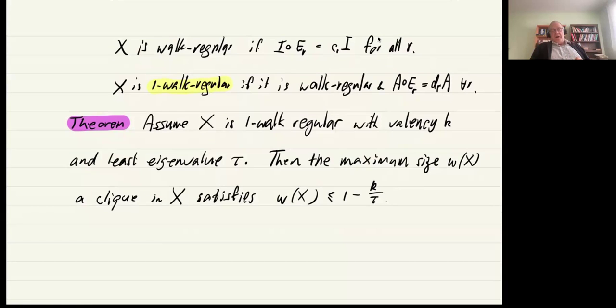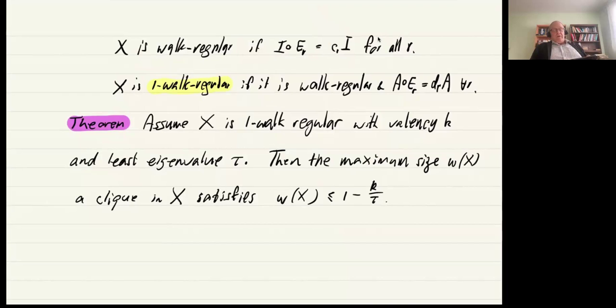The Schur product with I of E sub R is some constant C sub R times I. Now, we actually know what this constant is, because we know the trace of E sub R is the multiplicity, and we know the diagonal entries of E sub R are all equal. So C sub R is the multiplicity of the Rth eigenvalue divided by the number of vertices. Okay, that's not too important right now. My point is we do know what this is. I was just too lazy to write it out.